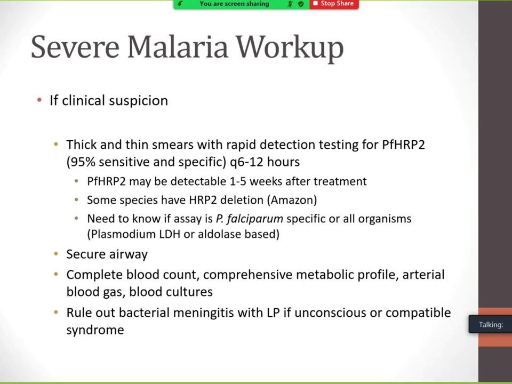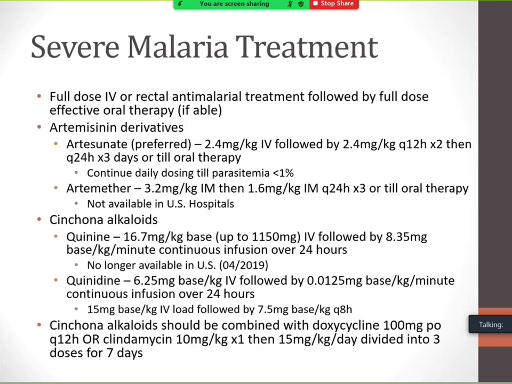A lot of them are falciparum specific because it's the most common one. Some places do have assays that are Plasmodium LDH or Plasmodium aldolase based, to say, hey, is that on the blood or in the blood? Obviously, the patient's very sick. They can be in shock. You want to secure an airway, get blood counts, CMPs, blood gases, blood cultures. They can come in very lethargic and obtunded, so you want to rule out bacterial meningitis. That's actually in the WHO guideline, too.